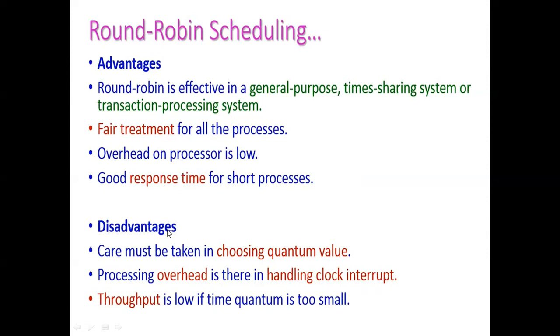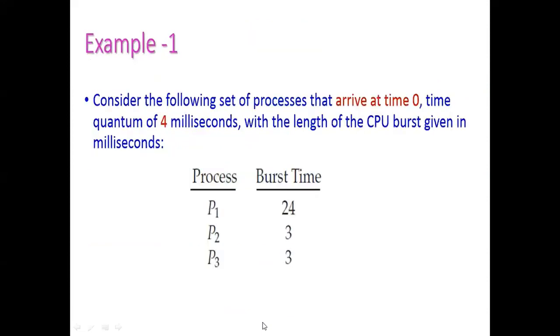The disadvantages of the round robin scheduling algorithm are that care must be taken in choosing the quantum value. There is processing overhead in handling the clock interrupt, since the time quantum needs to be maintained. This is the processing overhead in the case of the RR scheduling algorithm. And throughput is also low if the time quantum is too small.